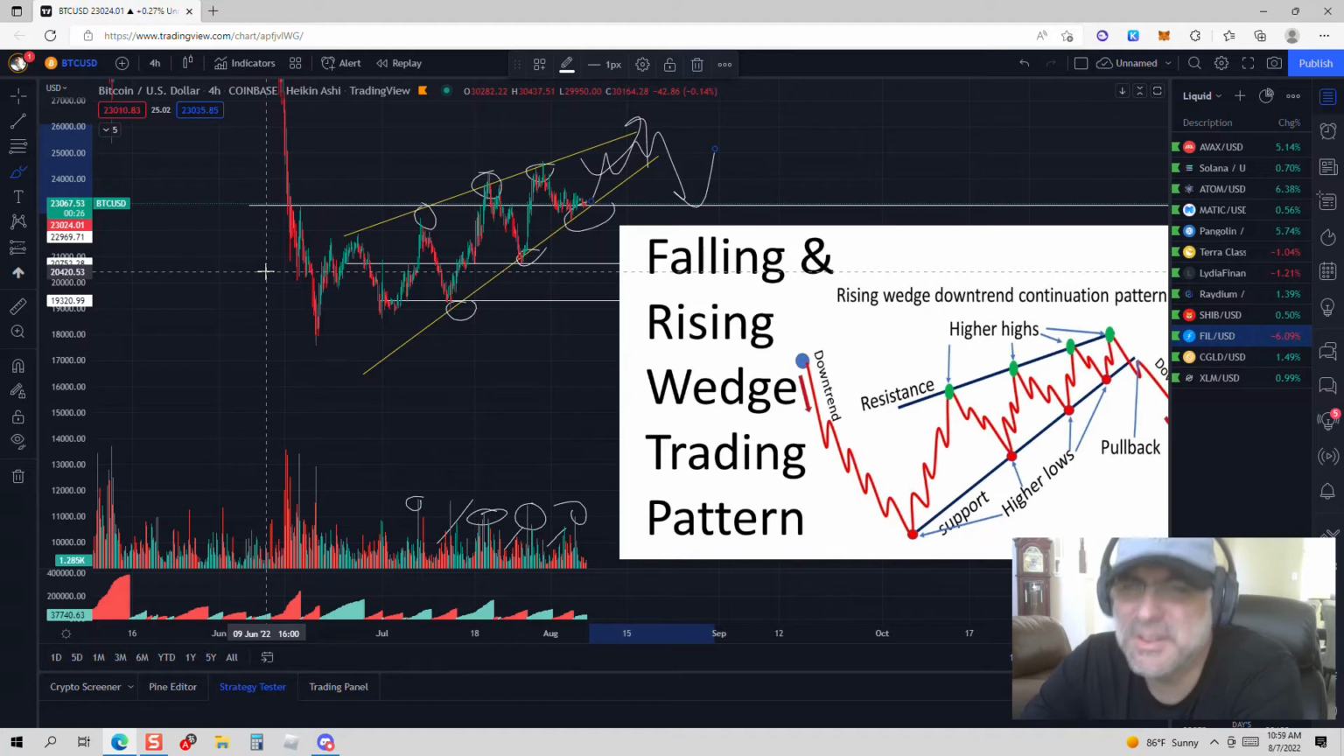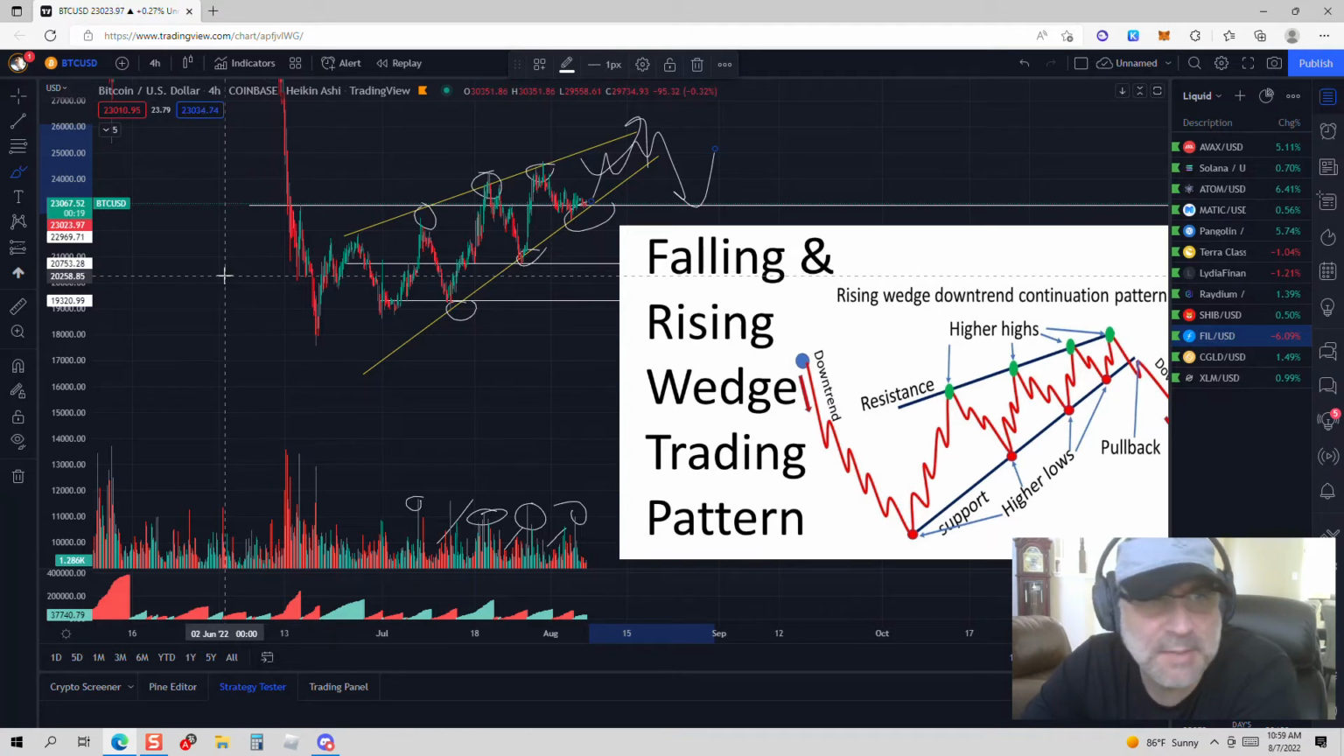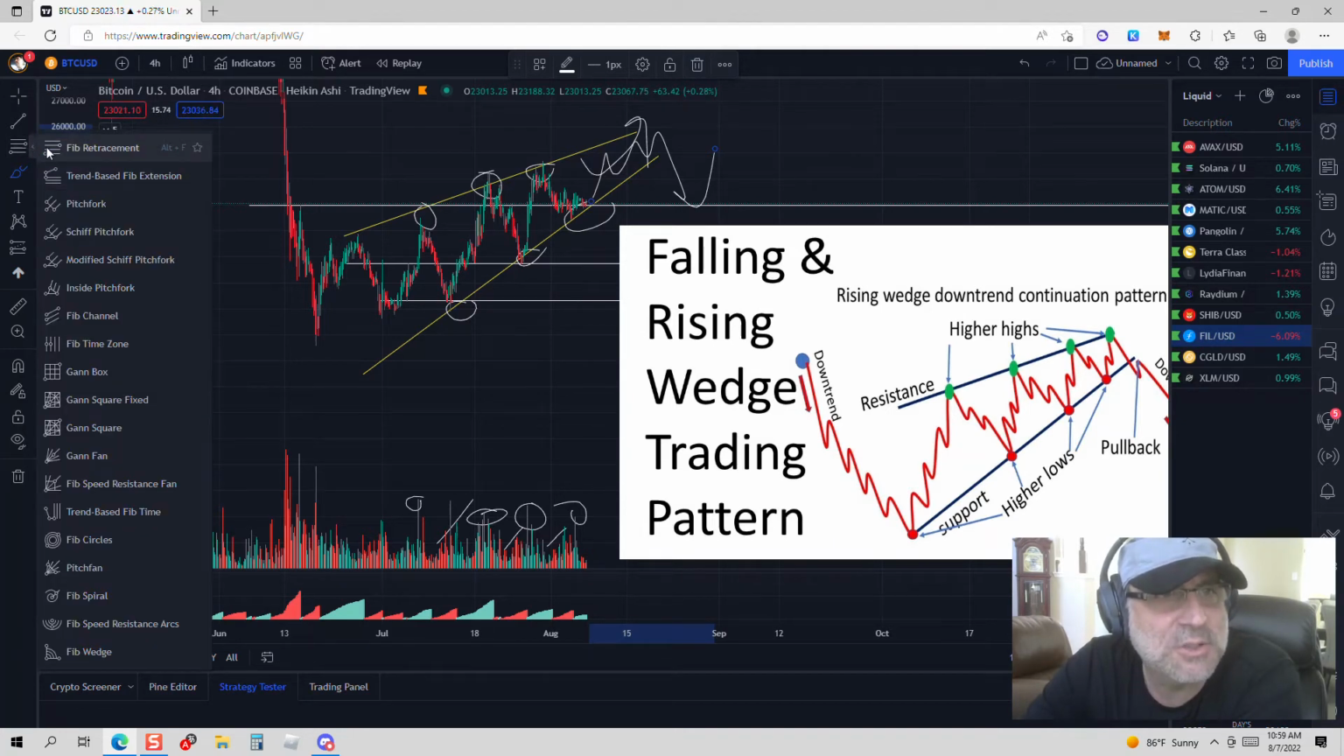not dump. I don't like to use the word dump. It will retrace rather. And where will it retrace? I believe we're going to see a retesting of the 17.5. We can get an idea of how far back it's going to go.